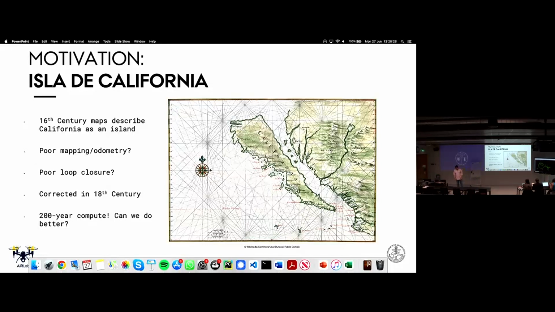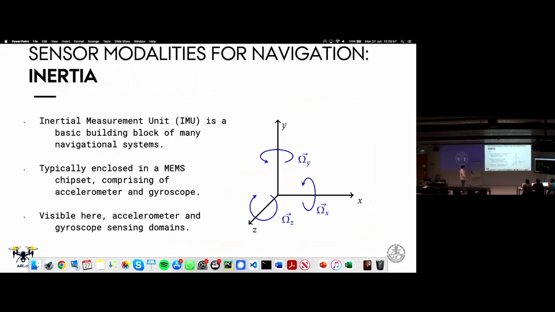And interestingly enough, it took them around 200 years to finally correct the maps and attach, if you will, California back to the continental United States. So I always joke that it's an example of a very poor loop closure that took them about 200 years to finally close the loop and have California finally attached. Thankfully, we now have algorithms that do it much quicker than 200 years.